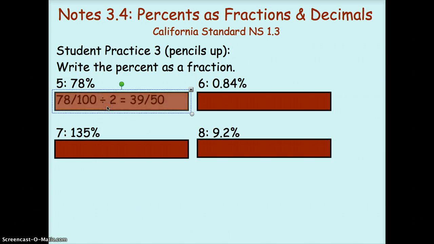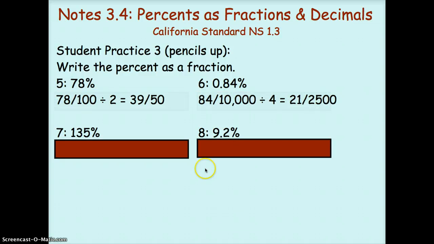Okay, we've got 78 over 100, divide them both by 2, and we end up with 39 over 50. Next, 84 hundredths of a percent. Remember, we need to spread that out, so you want to be real careful that it is going over 10,000. So I've got 84 over 10,000. Divide them both by 4, and I end up with 21 over 2,500. So you want to be very careful there.